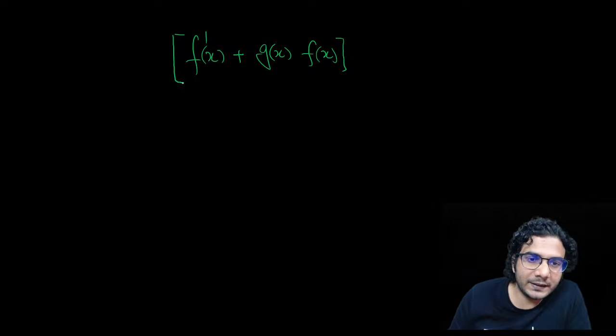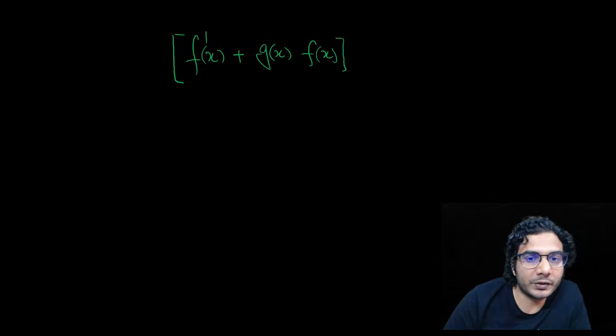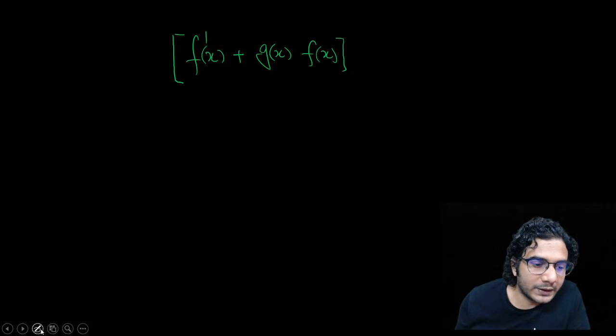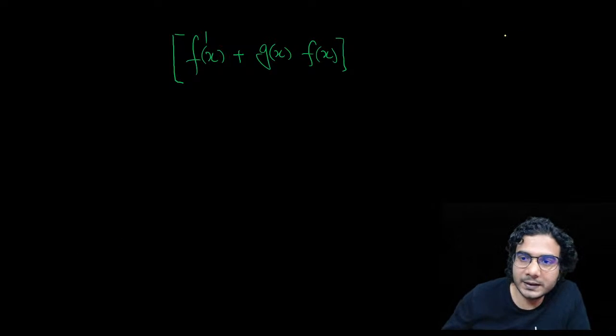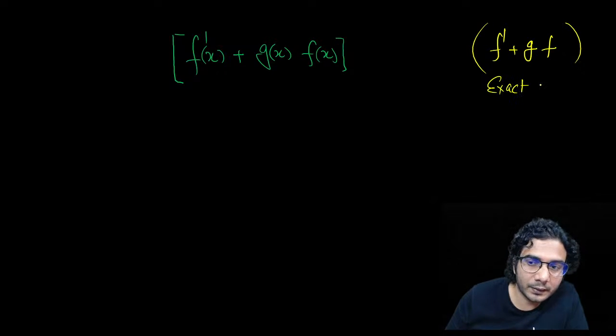See, if this is the function and you need to find whose derivative this is, then you'll have to multiply it by some function to make it an exact derivative of some function. Have a look at this properly. What is written here? In short, you can say it is f dash plus some other function of x into f.